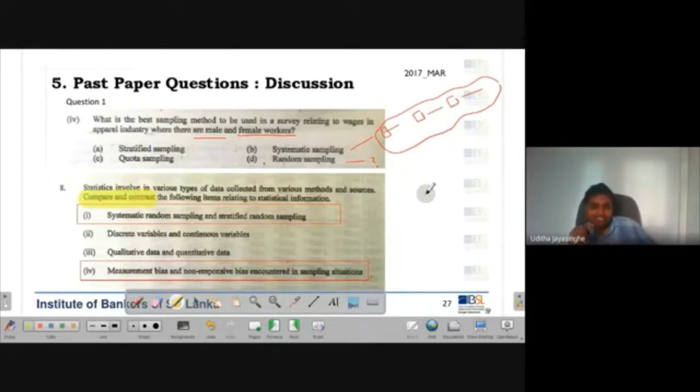So don't ever open the question paper, jump into question number 8, and then do the entire answering with brief descriptions. No, be mindful of what the examiner is asking about. Part number 4 also, measurement bias and non-representative bias. Now, in sampling situations, you can start with sampling errors and non-sampling errors, then you can come into the different explanations on non-sampling errors. Both of these are non-sampling errors, and then you can discuss the similarities and differences. That's how you should structure.